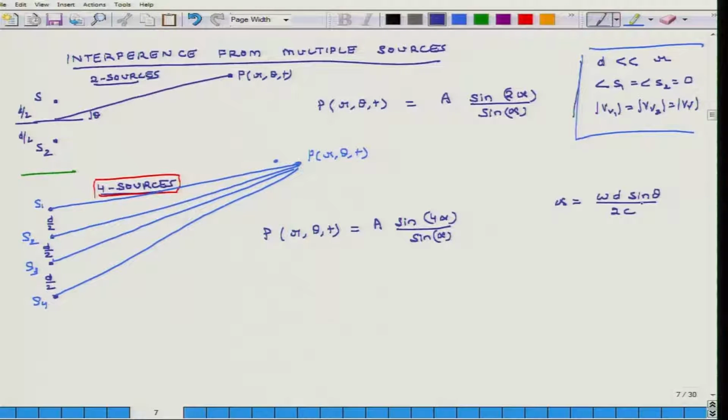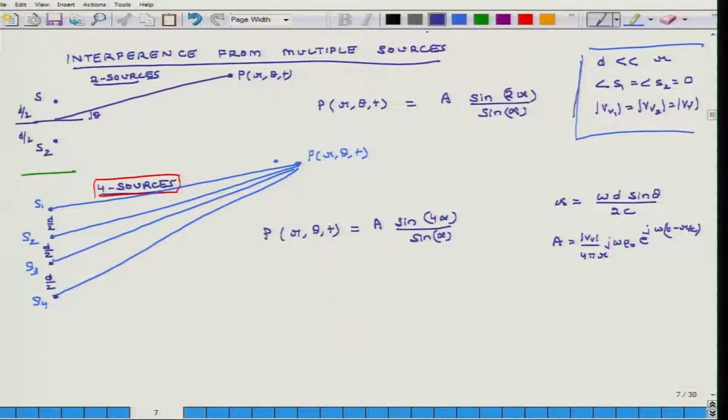And A was defined as a relatively larger expression. It is Vv divided by 4 pi r, j omega rho naught, and e to the power of j omega times t minus r over c. So, that is what A was defined as.